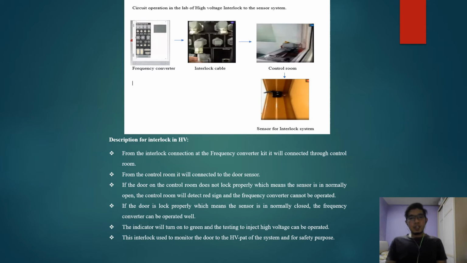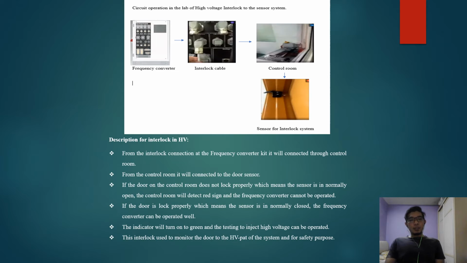As we can see, this is the flow of how the interlock system operates with the frequency converter. The description for the interlock in high voltage: from the interlock connection at the frequency converter kit, it will connect through the control room. Then, from the control room, it will connect to the door sensor.